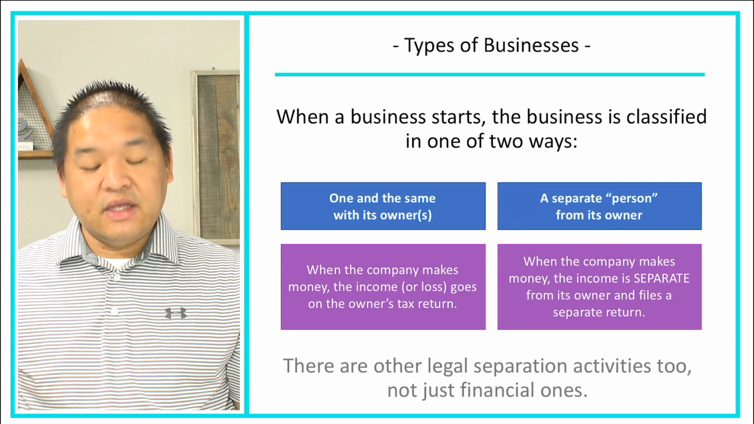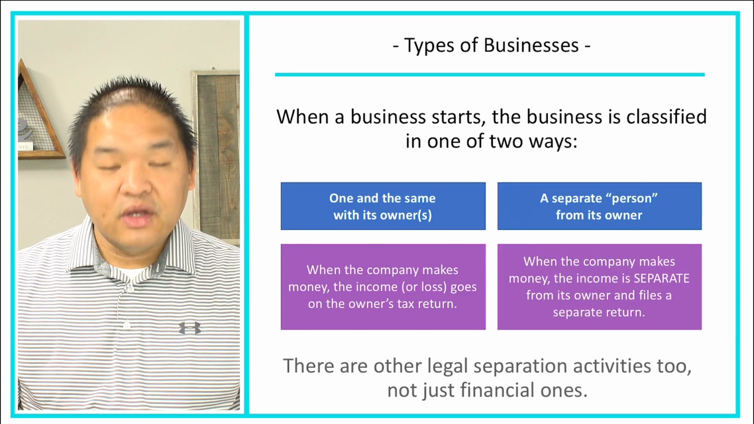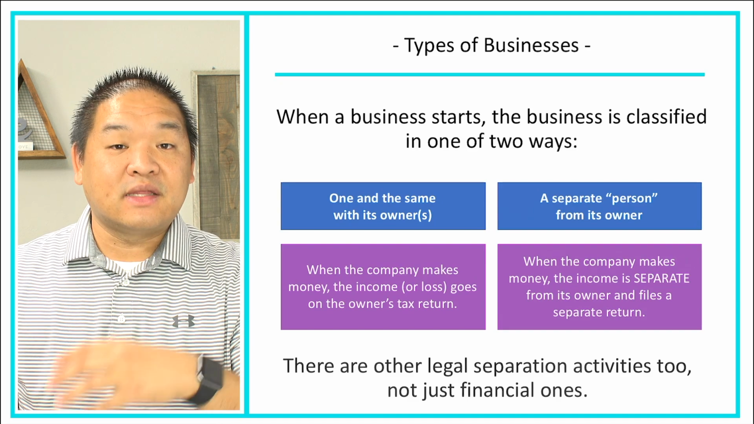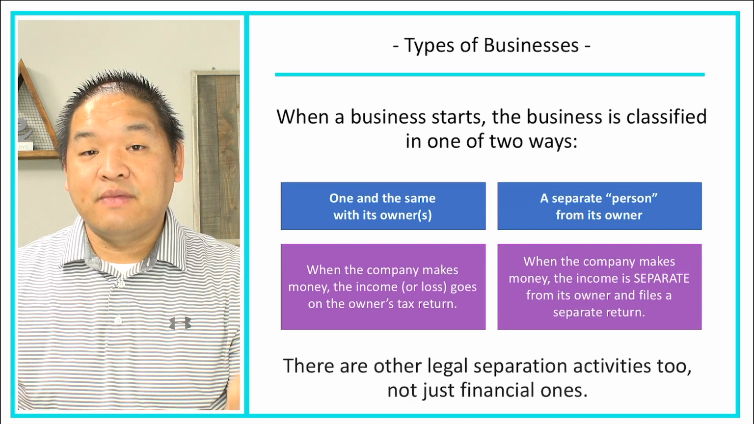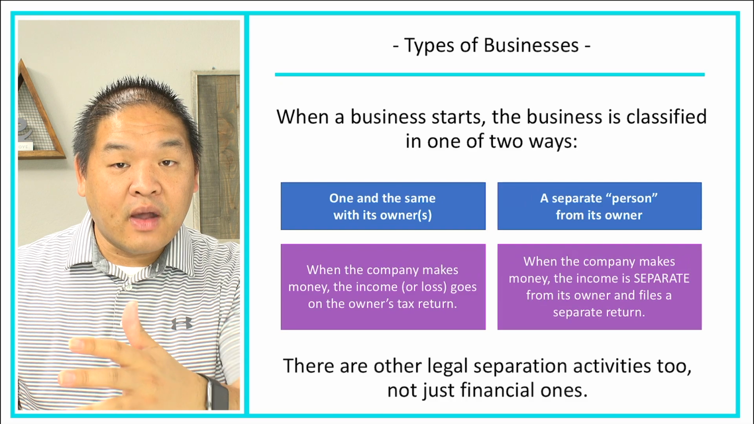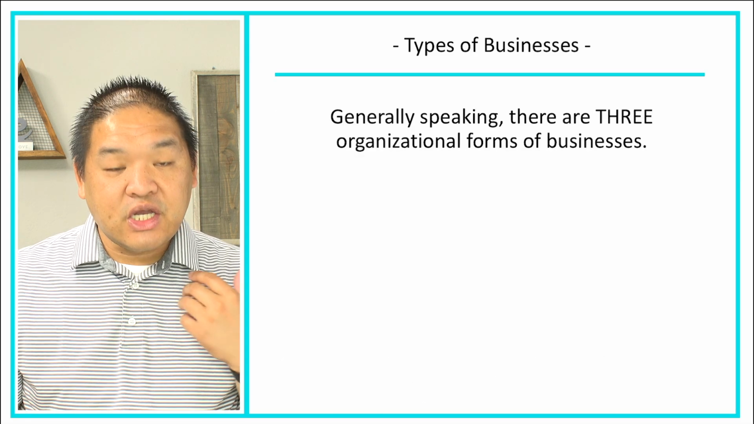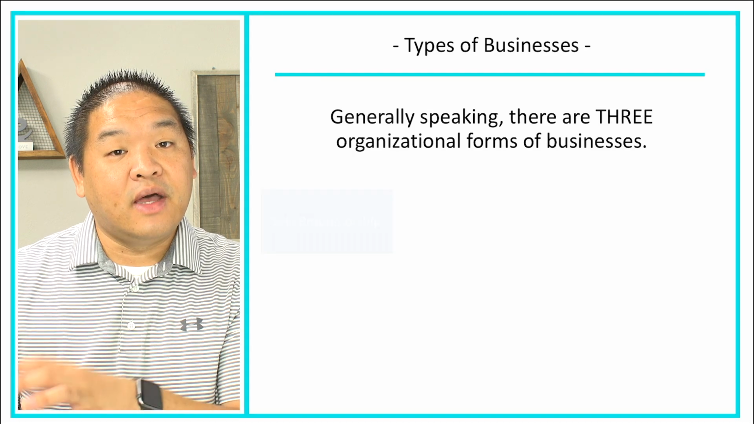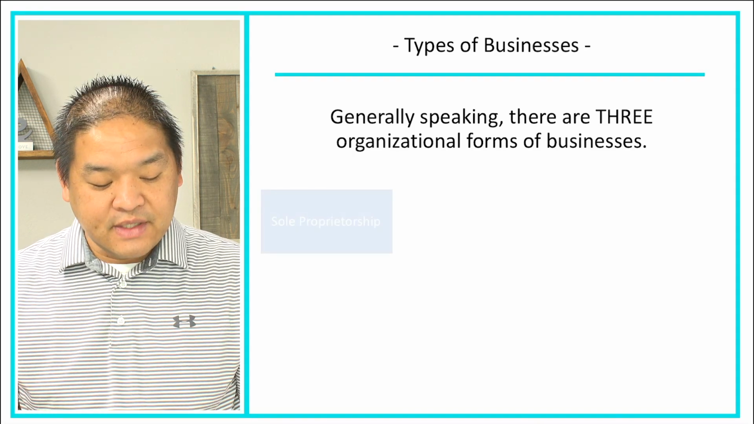Now, there are other legal separation activities too, not just financial ones, but this is the most basic that you need to know. So we have one and the same as the owner and then separate from the owner. Generally speaking, there are three organizational forms, and these are legal entity forms for a business. So you get to choose.